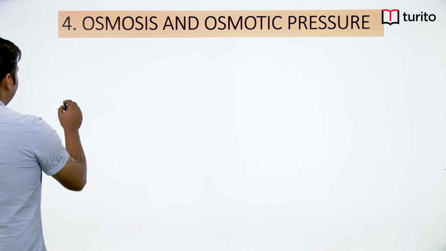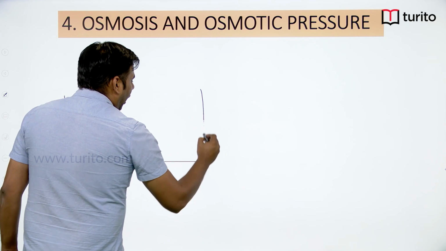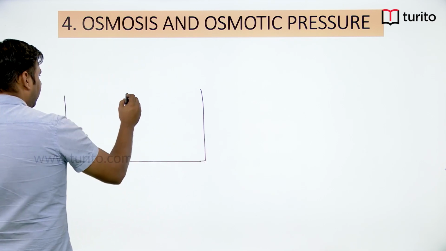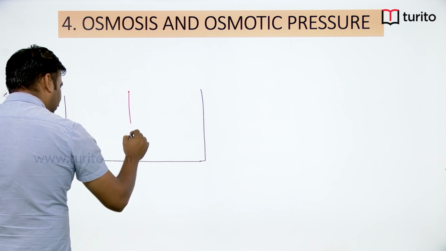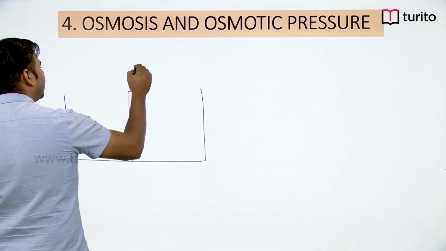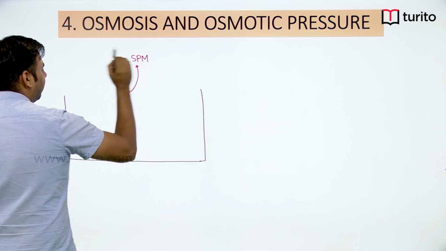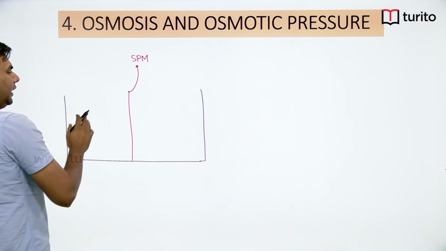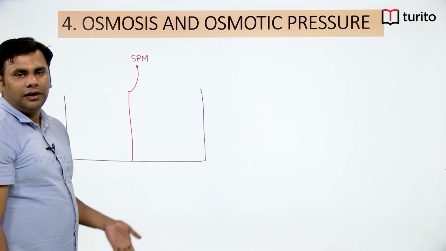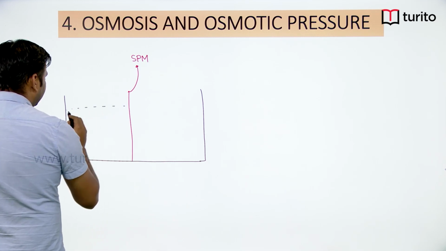Suppose we have a container, and suppose it is divided into two segments. This is our semi-permeable membrane, written as SPM. So we have a container divided into two portions by a semi-permeable membrane. Say we have a solution over here.